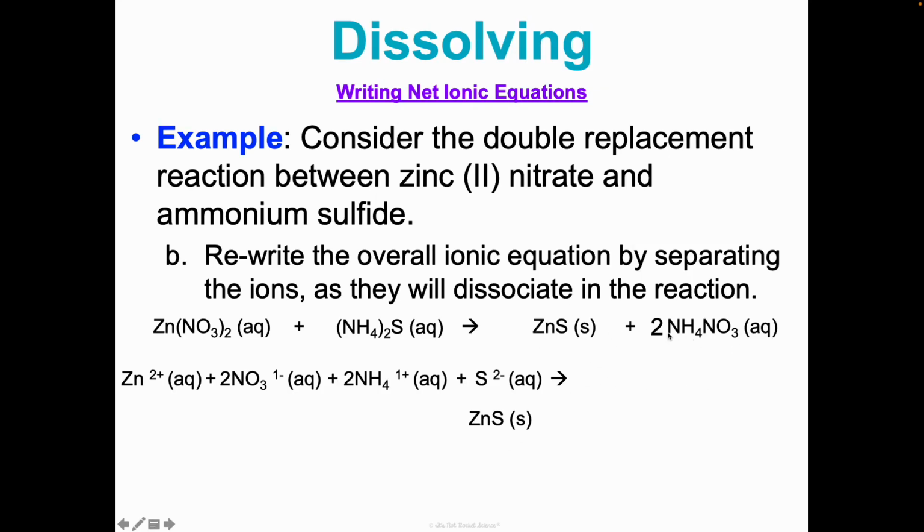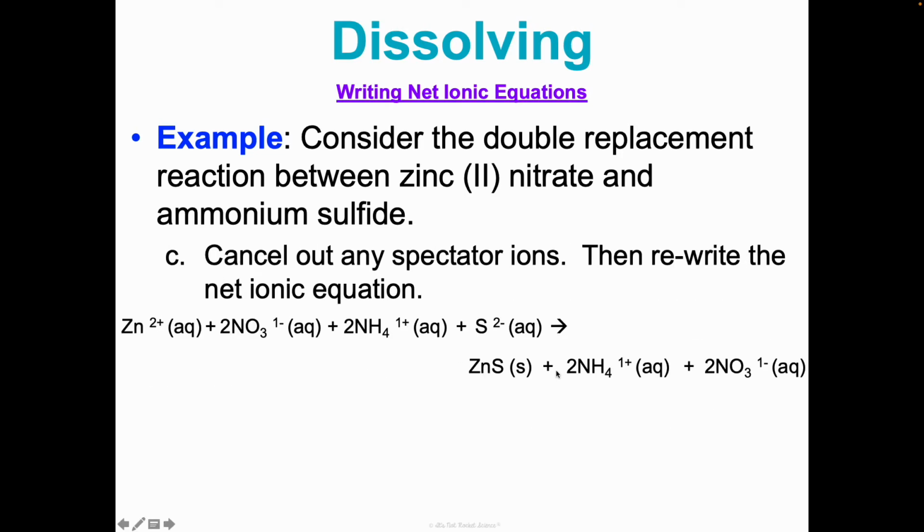Now here, this is aqueous. This will dissociate into 2 ammoniums and it'll dissociate into 2 nitrates. Okay? You just wrote the overall ionic equation. That's what you just did. You just did part B. Okay, now let's skip to part C.